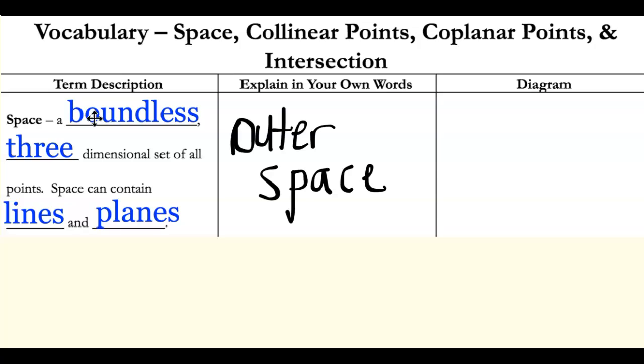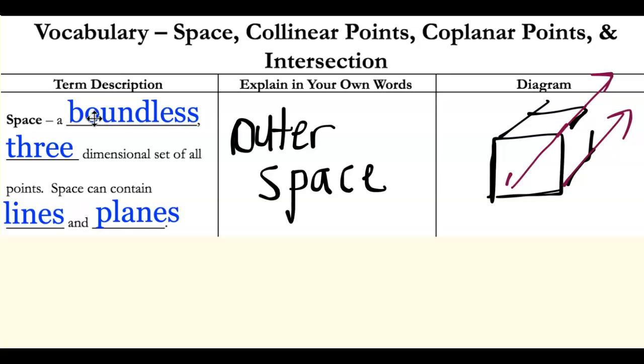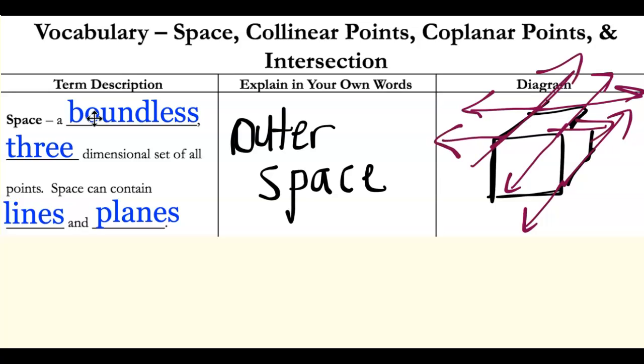A diagram that I would draw is if you could get a three-dimensional box, but then the lines would continue infinitely in all directions. So they would come out from this direction, this line would continue out this way, this line would continue that way, and so forth. So they keep going in all directions there.